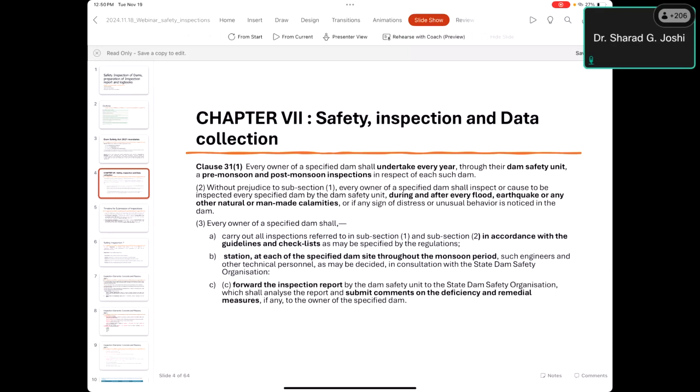Sir, may I answer this? In each state government, there are norms for small or minor dams. The concerned AEE will do the pre-monsoon and post-monsoon inspection. He will be responsible for that.